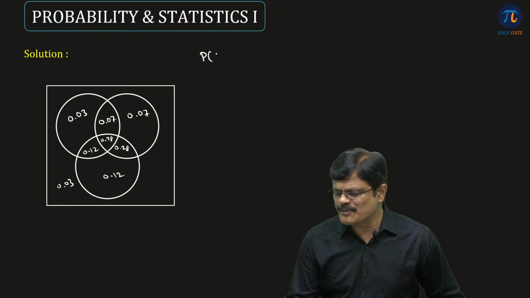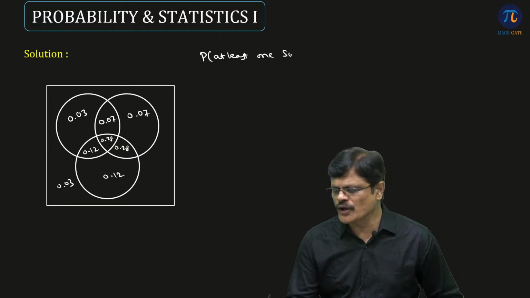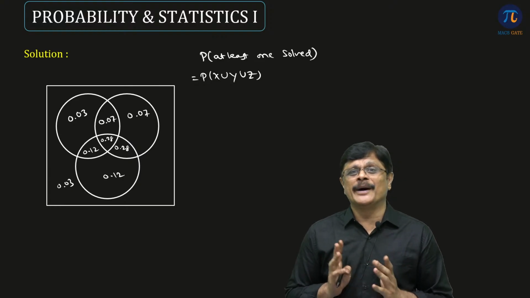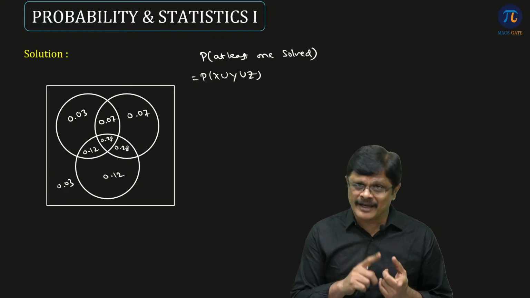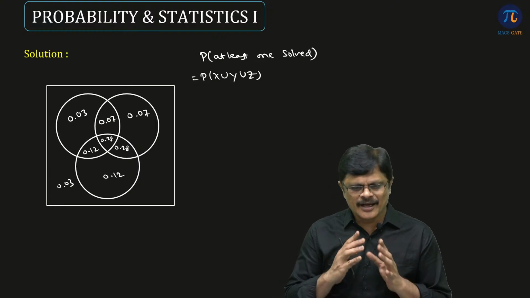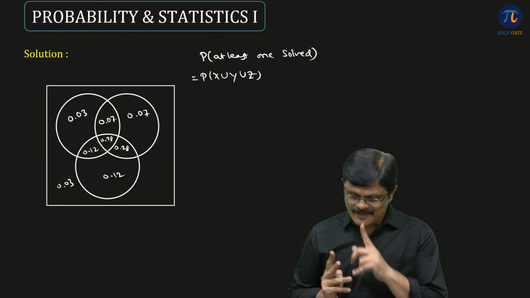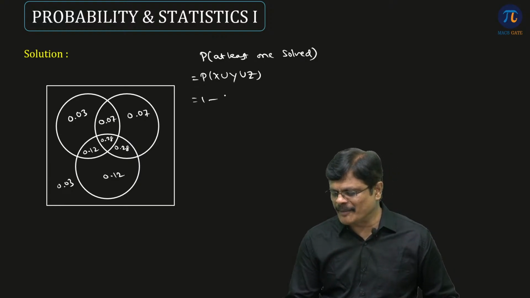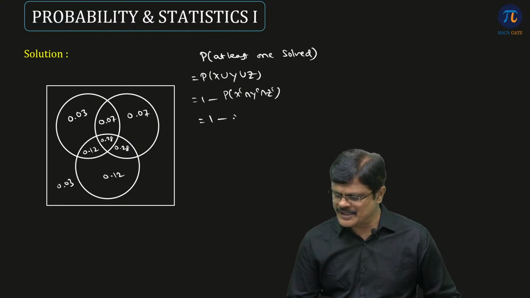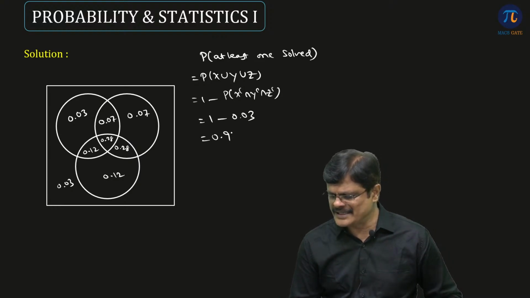Suppose I ask what is the probability that at least one solved. Of course, we can solve it using a formula also. At least one solved means x union y union z. If you want, you can use the formula: probability of x plus probability of y plus probability of z, minus probability of x intersection y, probability of y intersection z, minus probability of x intersection z, plus probability of x and y and z. That you can write and you can get the answer, my friends. Or you can do it indirectly like 1 minus probability of x complement intersection y complement intersection z complement, which is 1 minus 0.03, which is 0.97.